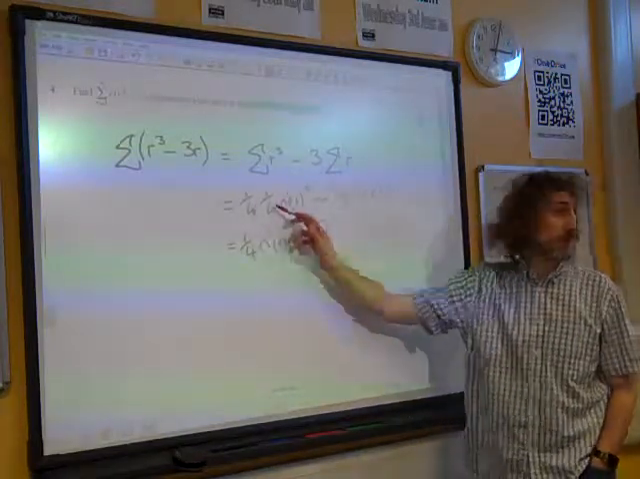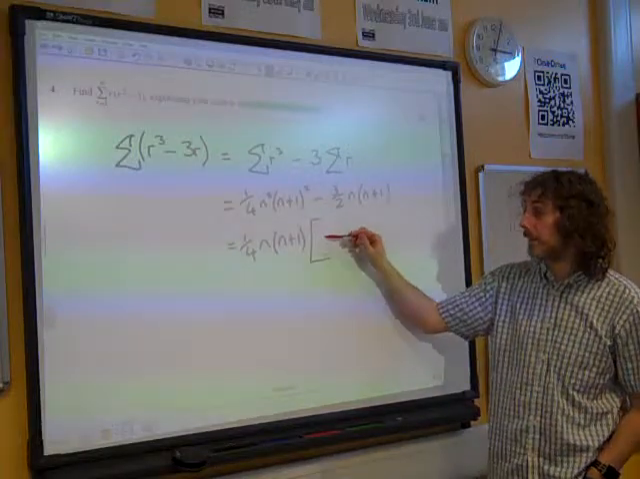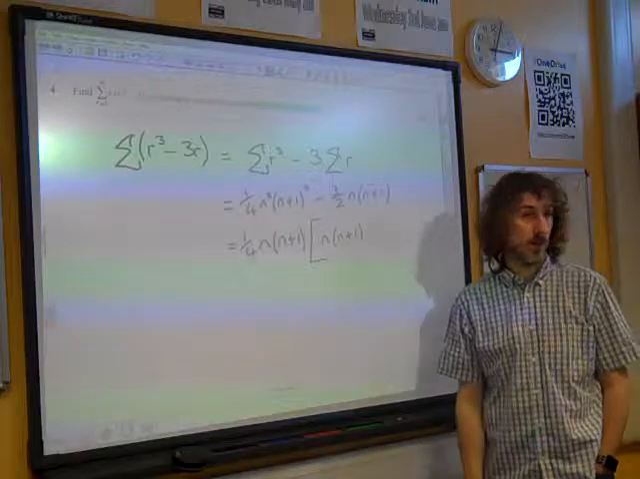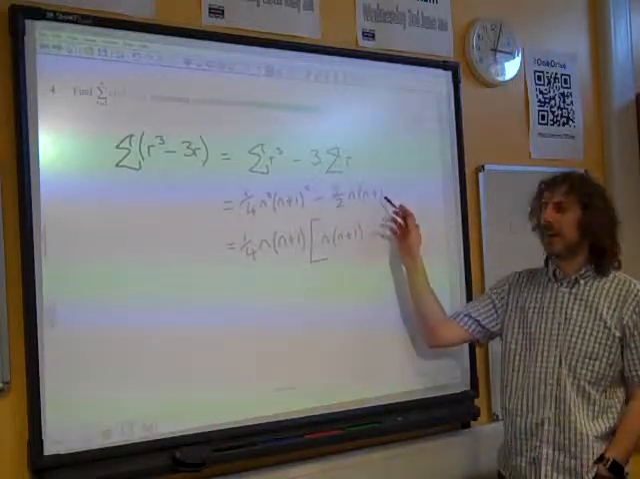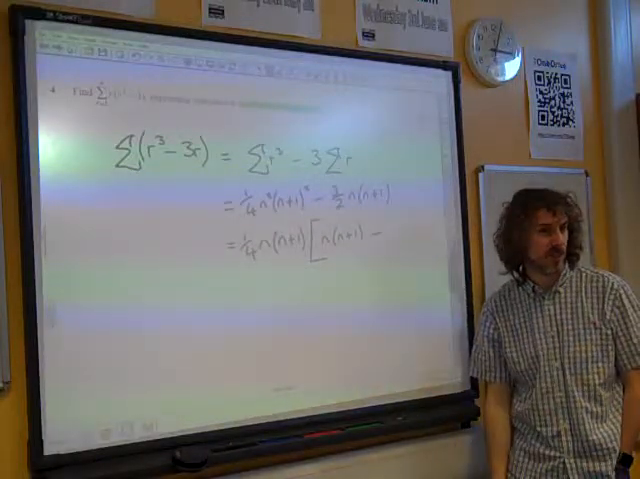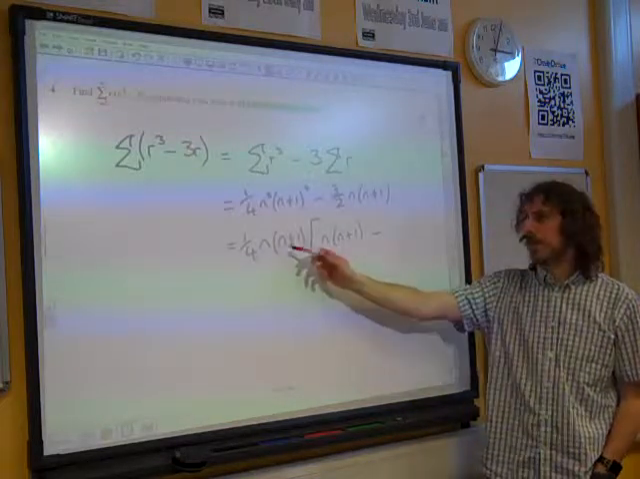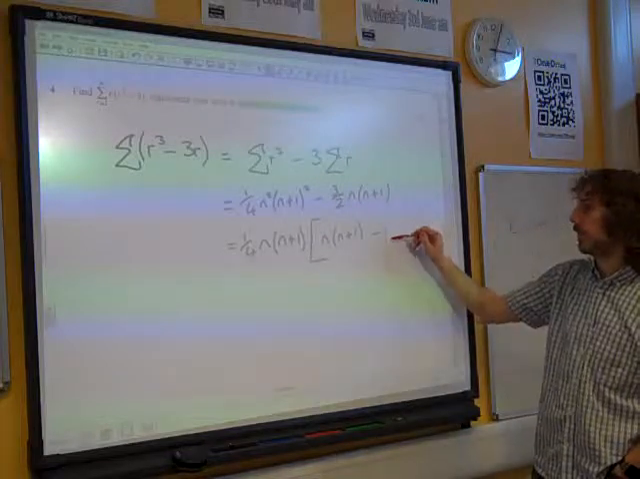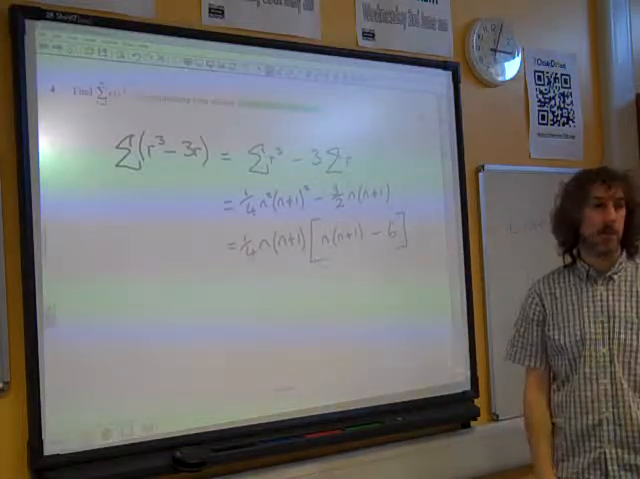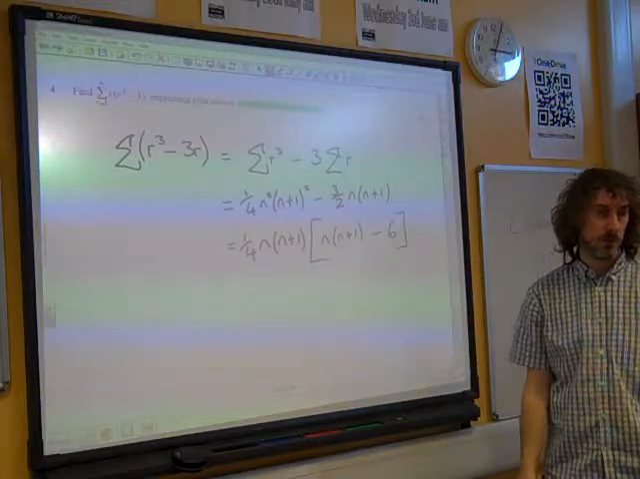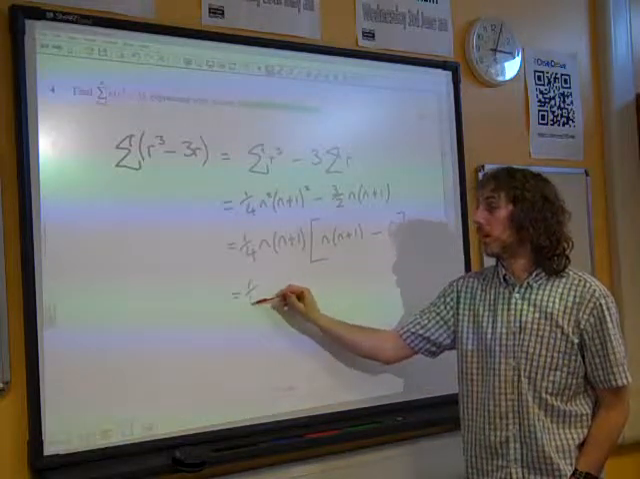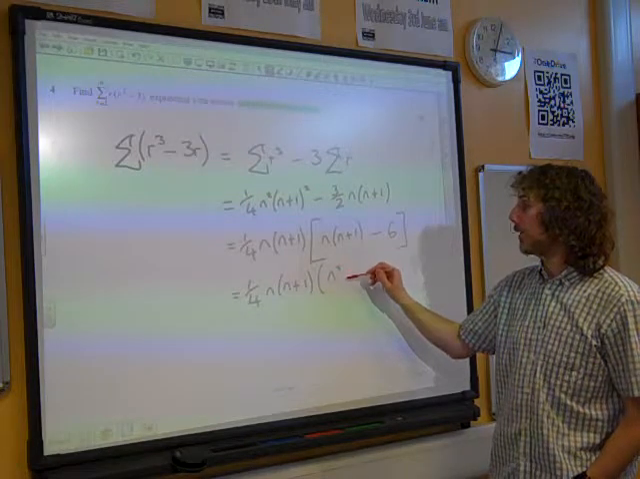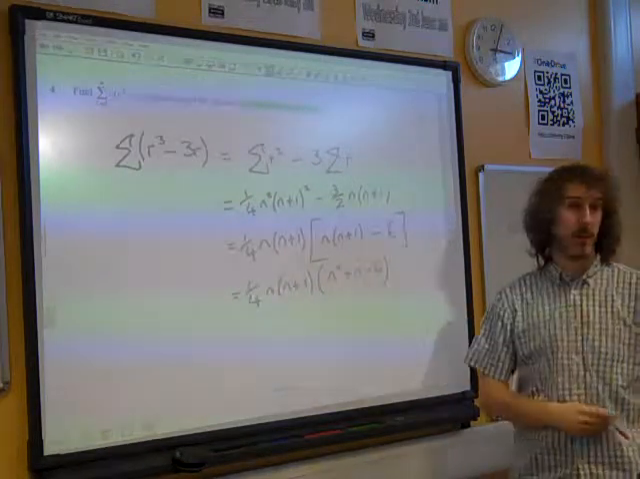Which leaves us here, well, we've got the quarter. We need another n to make it the n squared. We need another n plus 1. And then this bit here, well, we've got the n and the n plus 1 sorted. So what do you multiply a quarter by to get 1.5? 6. So we've got 6 in there. Which gives us a quarter n(n plus 1)(n squared plus n minus 6).